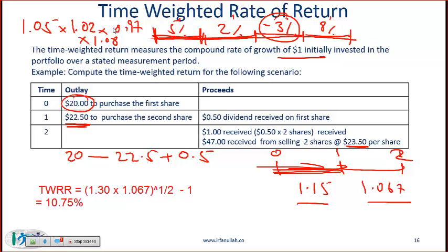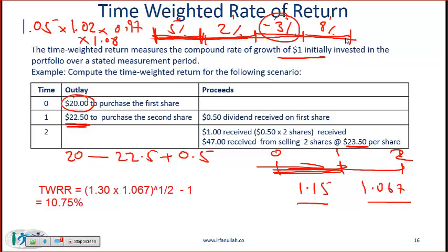So the question is, when do we do the geometric mean and when do we not? We do a geometric mean if you have the returns for years, and then you want to say, okay, on a 1-year basis, what is the return? When do you not do the geometric mean? When you have the returns for different quarters or different months, and then you just chain them together or multiply them together to get the return for the full year.